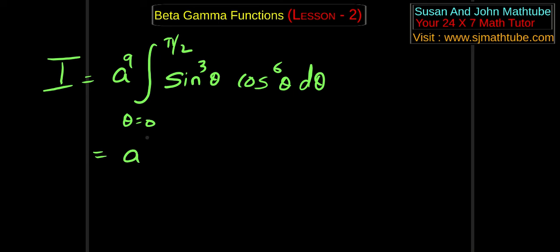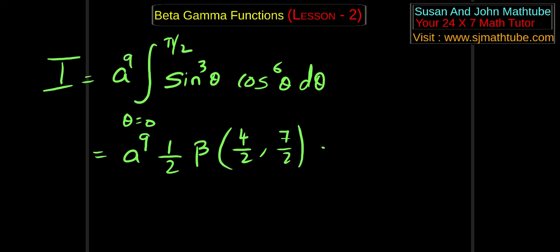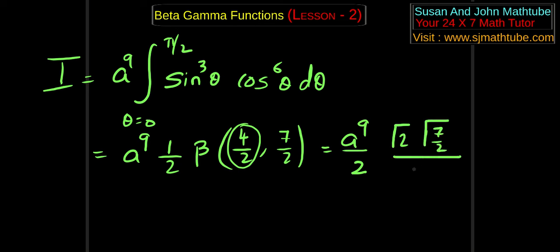And that is a power 9, 1 by 2 beta, 3 plus 1, 4 by 2, 6 plus 1, 7 by 2. And that is a power 9 by 2, 4 by 2 is 2, isn't it? So gamma 2, gamma 7 by 2 by gamma 2 plus 7 by 2, that is gamma 11 by 2. And that's it. Now you can work out the problem by yourself. And the answer is 2 by 63, a to the power 9.